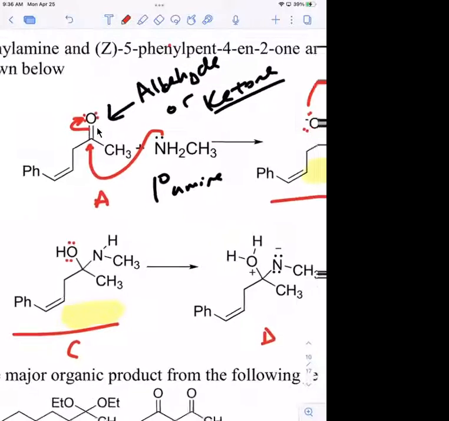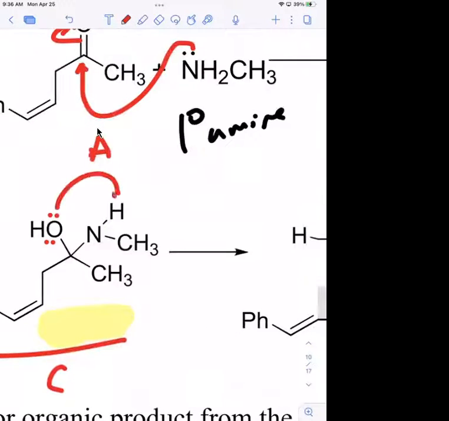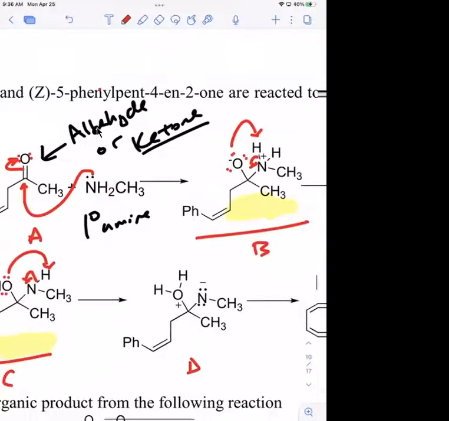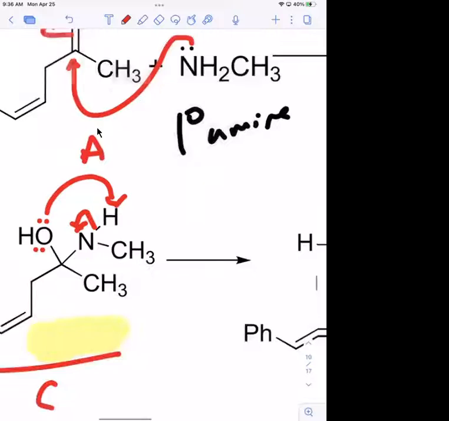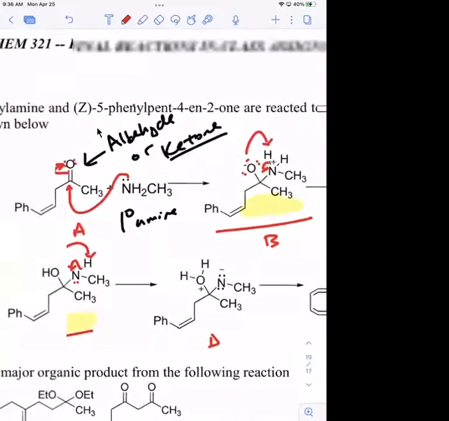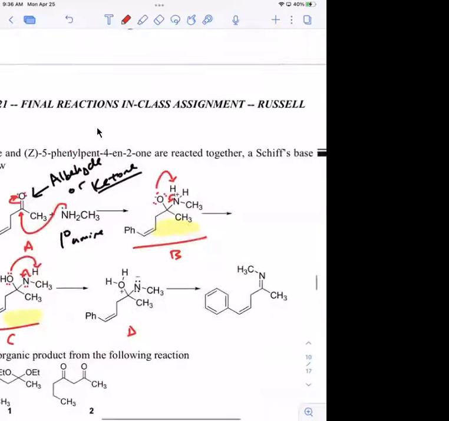You do another proton transfer. We just saw this, right? So we're going to do another one here. Boom, like so. And that's going to give, did I put a pair? I'm going to put a pair of electrons here. That's going to give another pair of electrons to nitrogen to get us to D. Right, and now this is to get from D to the product.